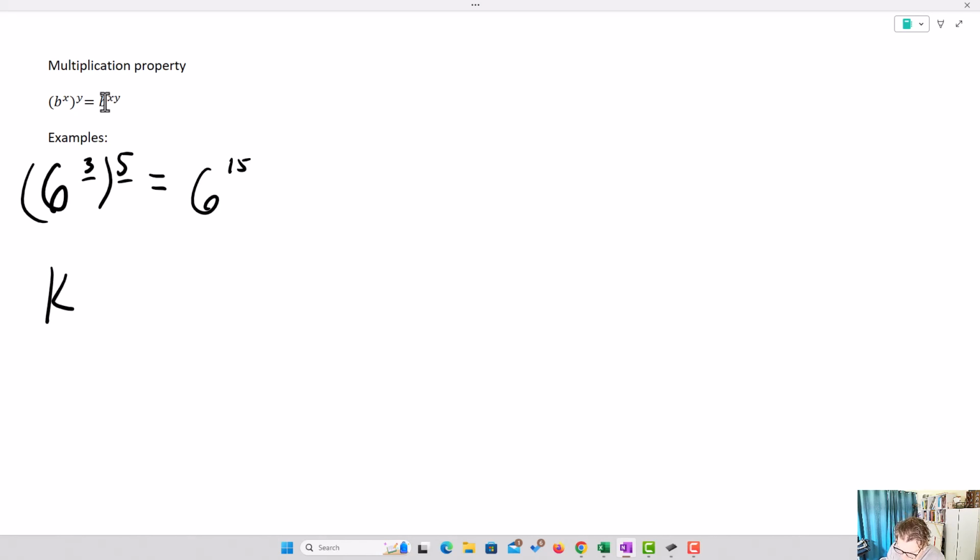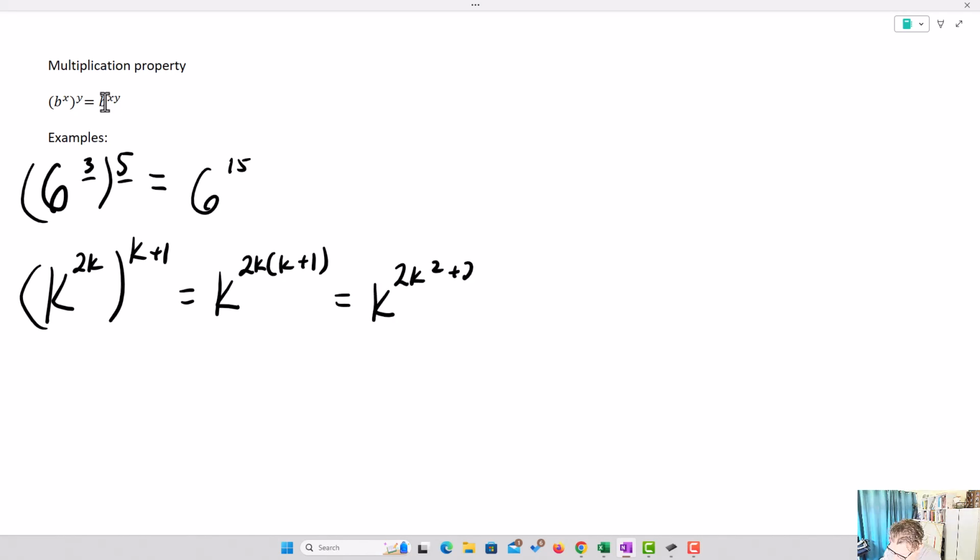Let's say we have k to the 2k, to the k plus 1. Now what we want to do is just remember, it doesn't matter that these are actually variables. Power rules work the same way all the time. So this is now going to be k to the 2k times k plus 1. If we wanted, we could go through and distribute that using a little algebra. We get k to the 2k squared plus 2k.